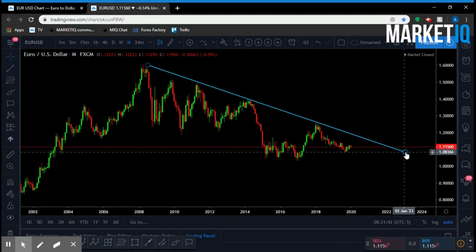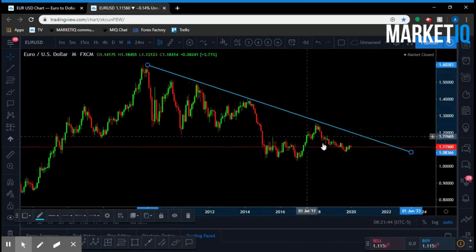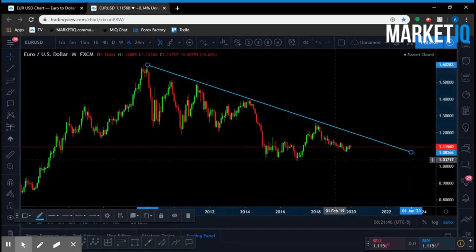So just to mark this up quickly, we're in a downtrend on the monthly. And this is how we're going to analyze charts. We're going to start at the monthly and work our way down to our entry time frame.